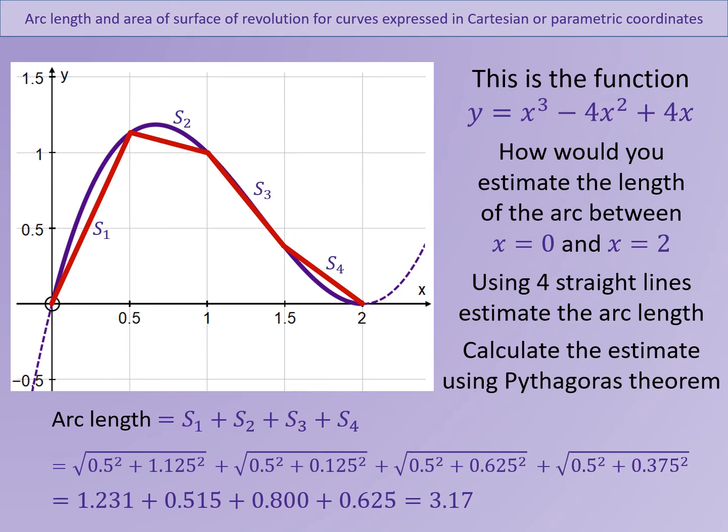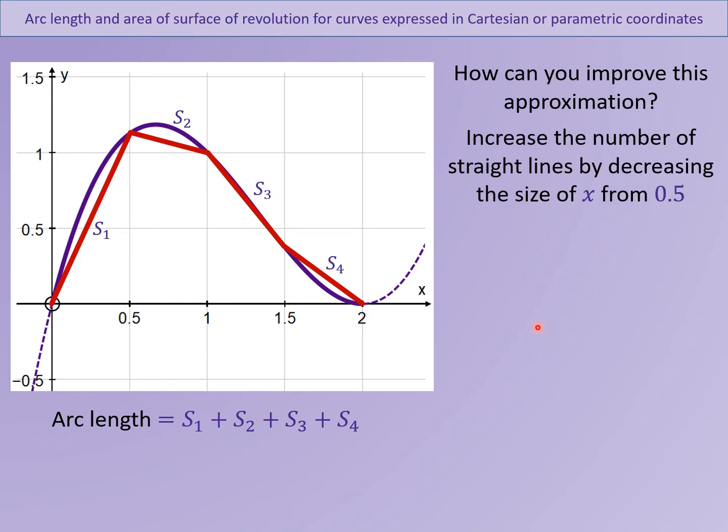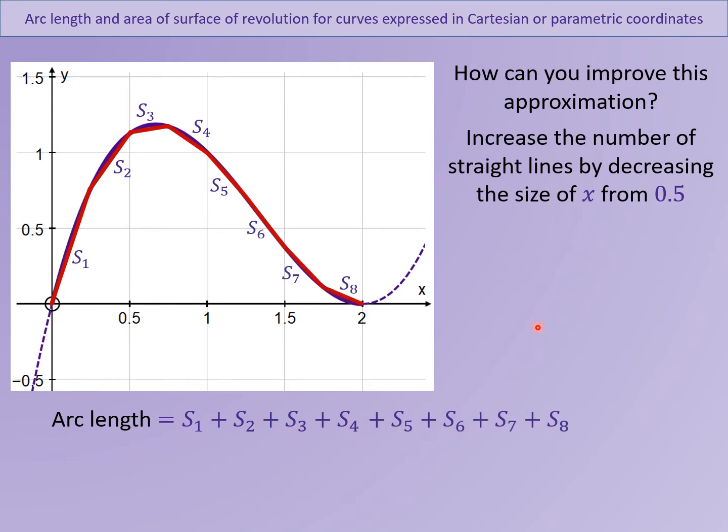Okay, but not perfect, of course. So the question I would ask is, how could you actually improve that approximation? So what could you do to potentially make that approximation even better? Okay, so I would have expected you to say something along the lines of increasing the number of straight lines. If I increase them to 0.5 spacing, you can see that the approximation is much better, even with just doubling the amount of straight lines. So the more straight lines you could do, the better your approximation will be.